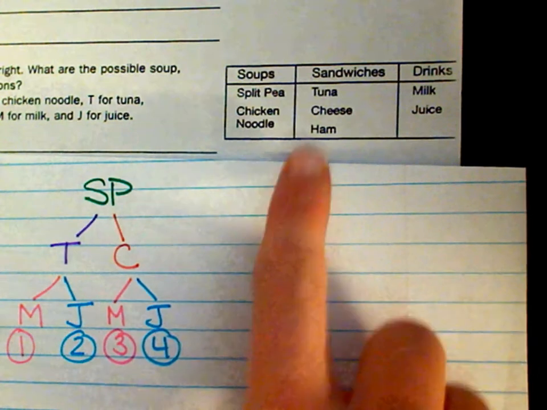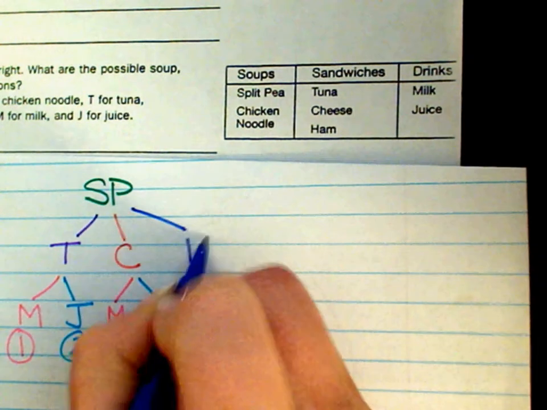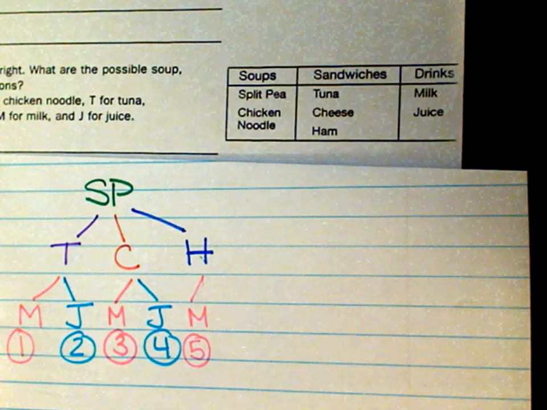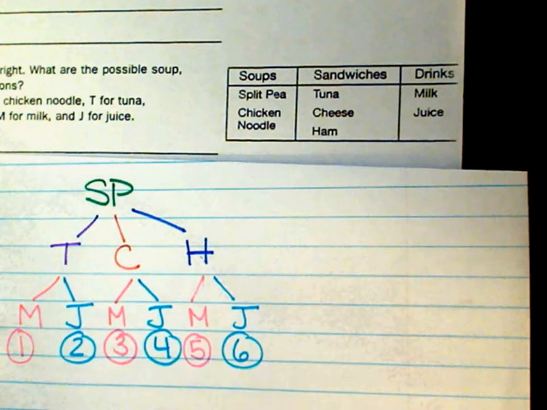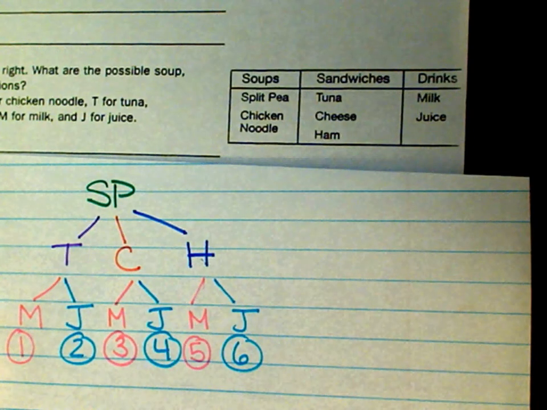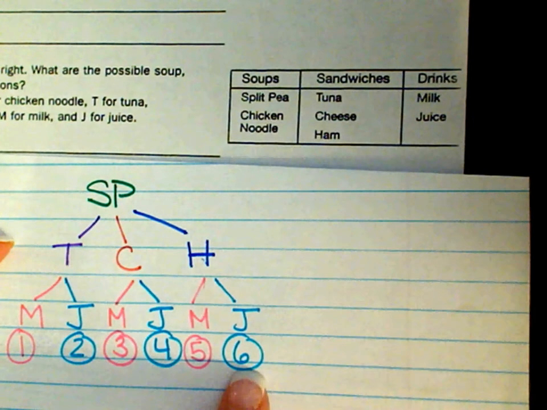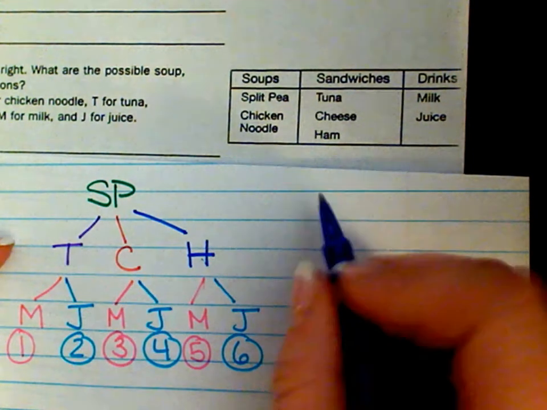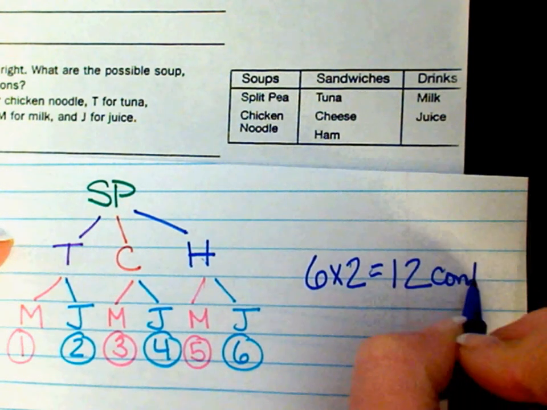But now I have another sandwich that I possibly could do. So now I have split pea soup and a ham sandwich with milk. That makes a fifth combination. Split pea soup with ham and juice makes a sixth combination. Now there is a pattern emerging, because if I have 6 combinations with split pea soup, what's going to happen with chicken noodle soup? Chicken noodle soup should also have 6. So now at this point I could just say 6 times 2 equals 12 combinations.